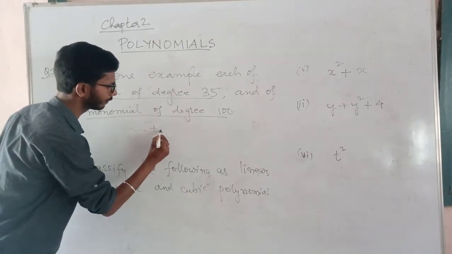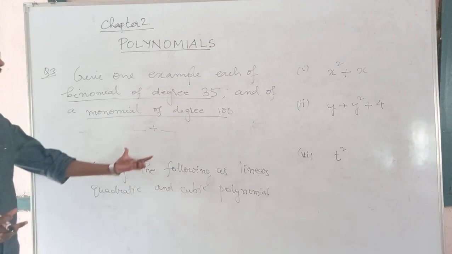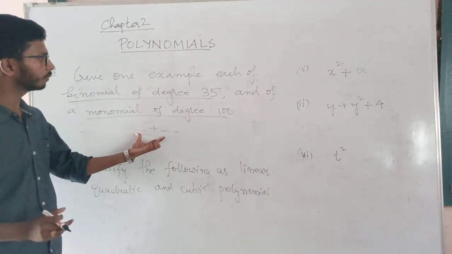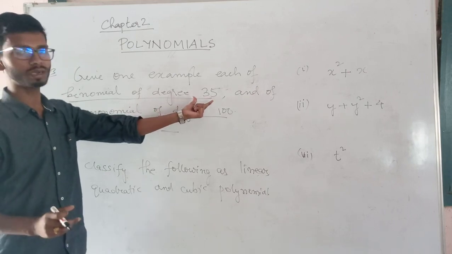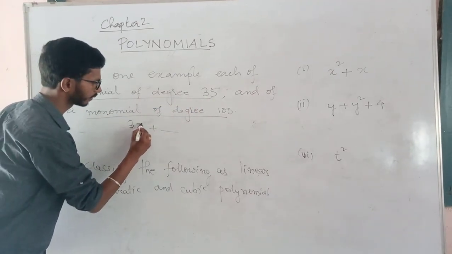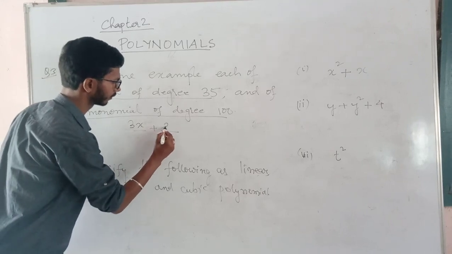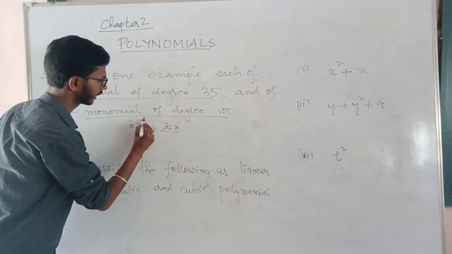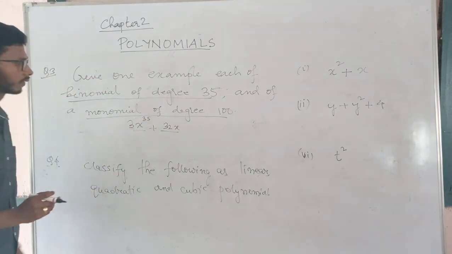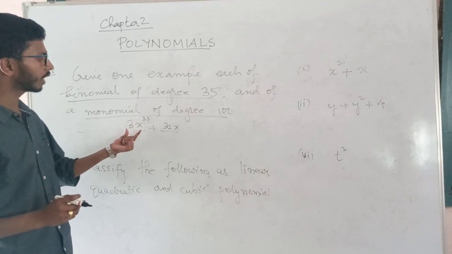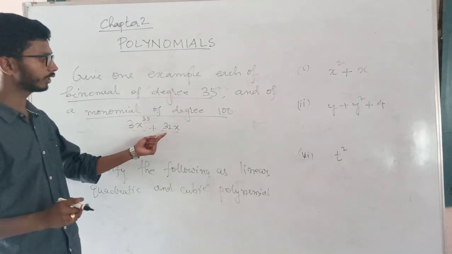So we need to have two terms to make a binomial, and the condition is that in that binomial the highest degree should be how much? 35. So let us write like this: 32x. So in one we can write as 35. So now you see I have given one simple example: 3x to the power 35 plus 32x.